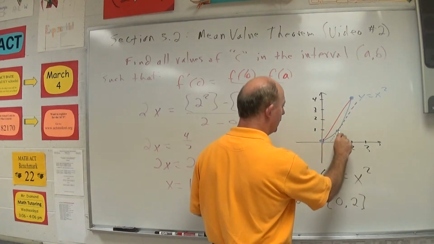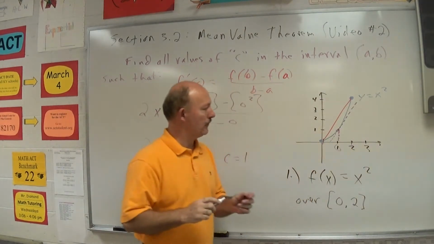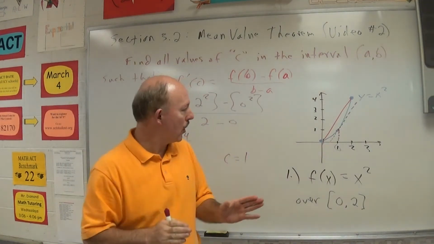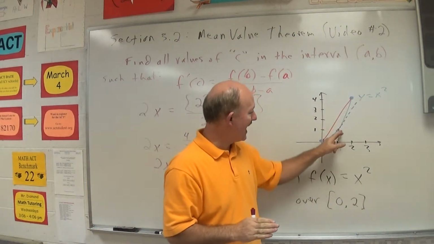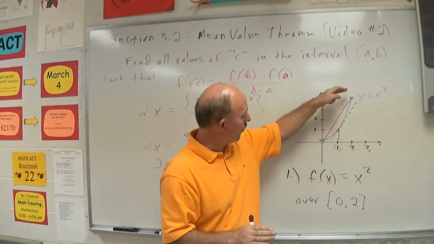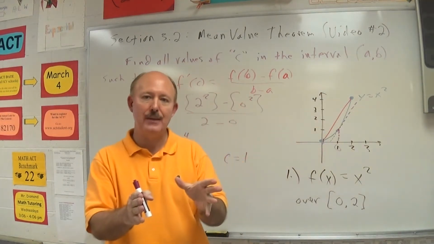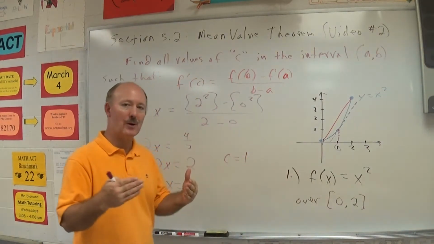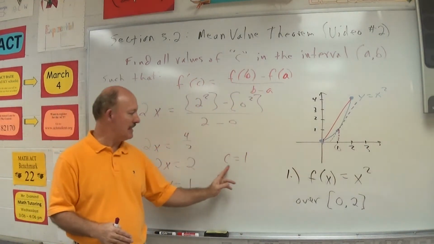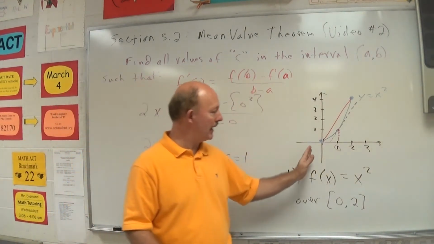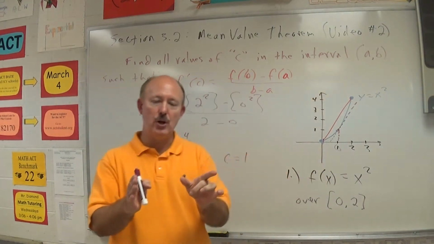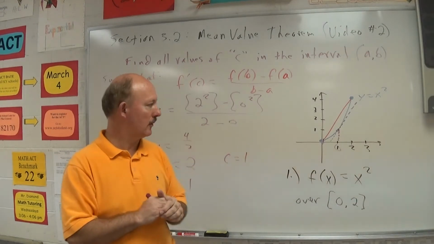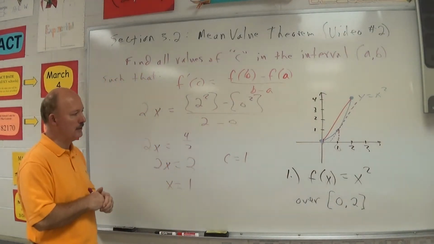So you come up to your curve, and right there on your curve is the spot on the graph where if we were to draw a tangent line at that particular point, it would have the same slope as the chord between 0 and 2. So when we get c equals 1, we're getting this x value between 0 and 2 where the slope of that tangent line is going to equal the slope of that chord. This is the mean value theorem.